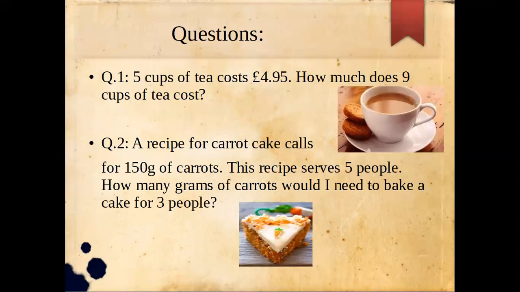So here are 2 questions for you to try. The answers will be on the next slide. Pause the video now and give them a go. Okay, I'll just read them through now. So 5 cups of tea cost £4.95. How much does 9 cups of tea cost? And question 2, a recipe for carrot cake calls for 150 grams of carrots. This recipe serves 5 people. How many grams of carrots would I need to bake a cake for 3 people? So pause the video now, give these questions a go, and the answers will be on the next slide.